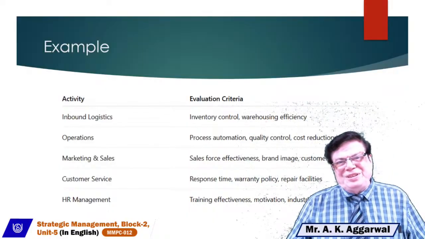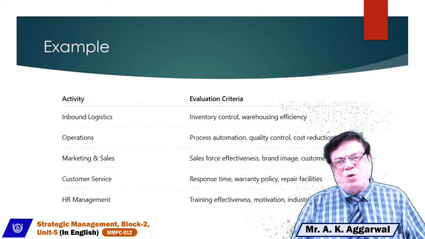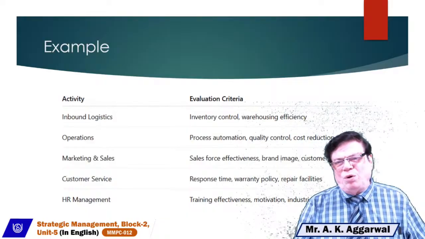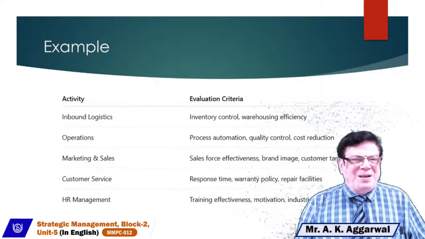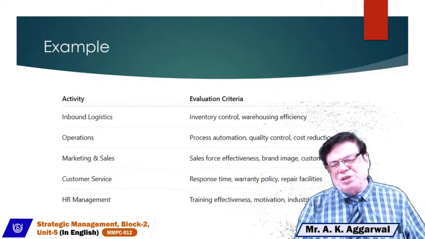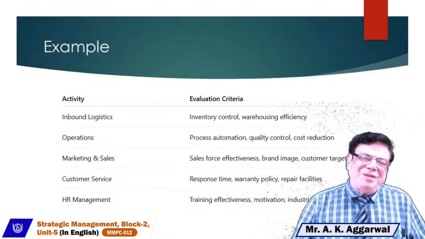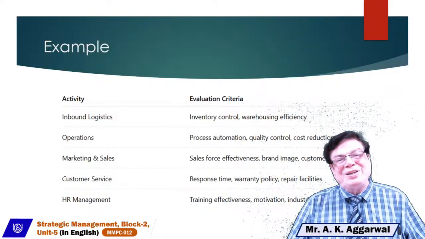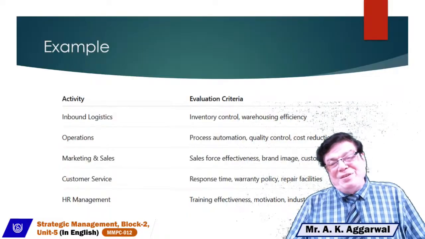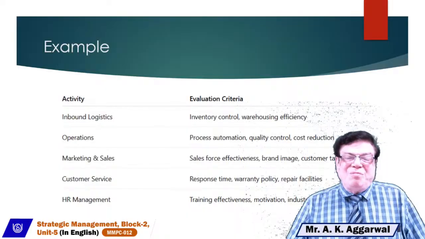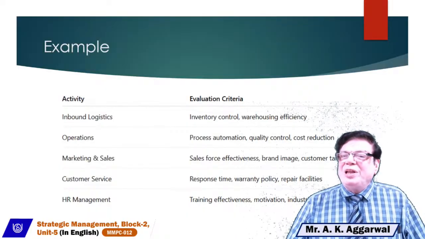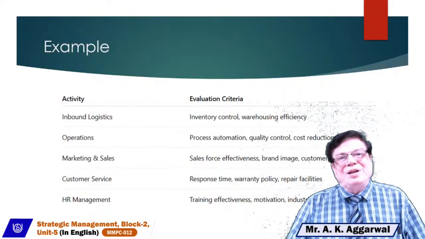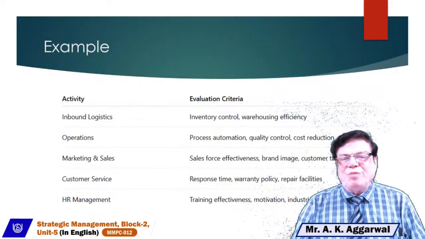Activities: operations. Its evaluation control is process automation, quality control and cost reduction. You see how the cost will be reduced. Cost reduction will be done when we purchase, buy and manufacture in large, bulk quantities, because in that case fixed cost remains the same, but variable cost varies.